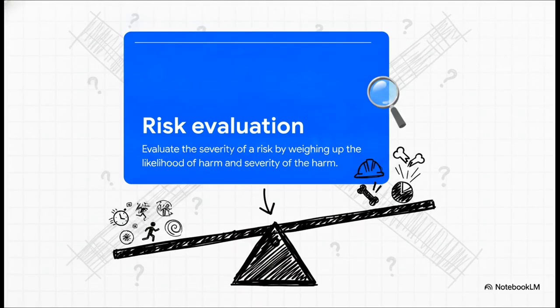So, in the world of occupational safety and health, risk evaluation is really the foundational fulcrum of everything. Basically, it means evaluating the severity of a risk by rigorously weighing up the likelihood of harm against the severity of that harm. It's fundamentally a balancing act, a mathematical one. You're taking the exact probability of an event actually occurring, and you're actively multiplying it against the absolute worst-case scenario if it does happen. This specific calculation drives literally every safety decision we make.